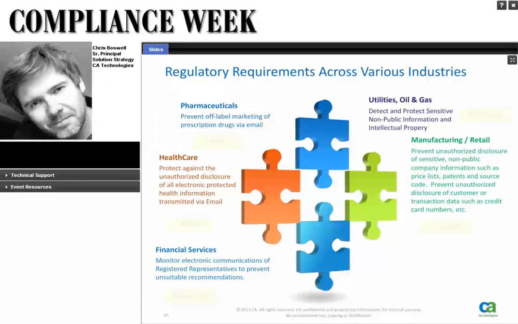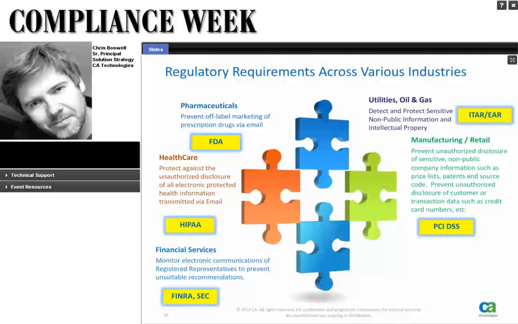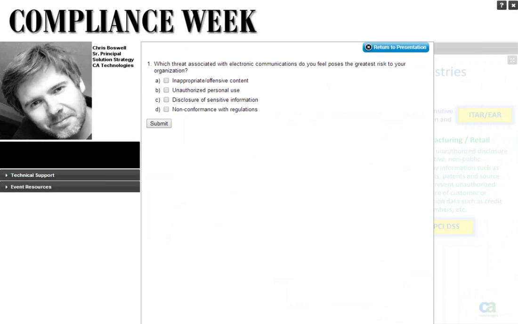So there are a number of regulatory requirements that span various industries, and a lot of these issues that we're talking about could be perpetrated in email. So again, that's something to keep your mind on. So I think at this point I'm going to stop, and we'll have a quick survey for you folks out there to tell us what you feel are the most prominent risks or threats that keep you awake at night.